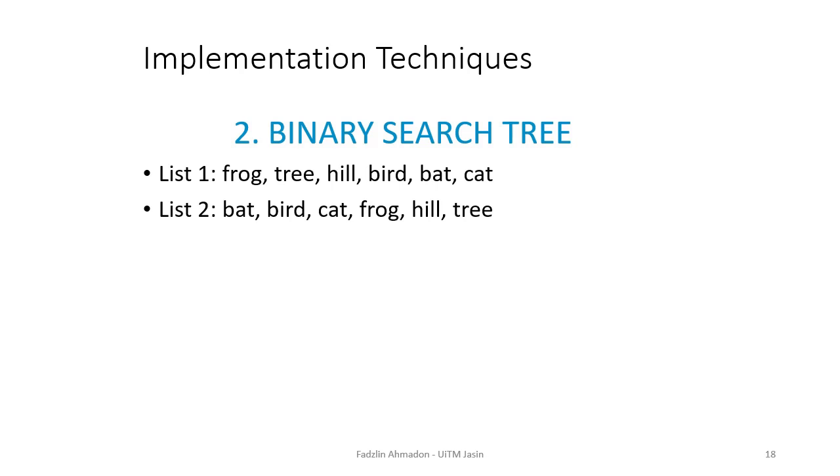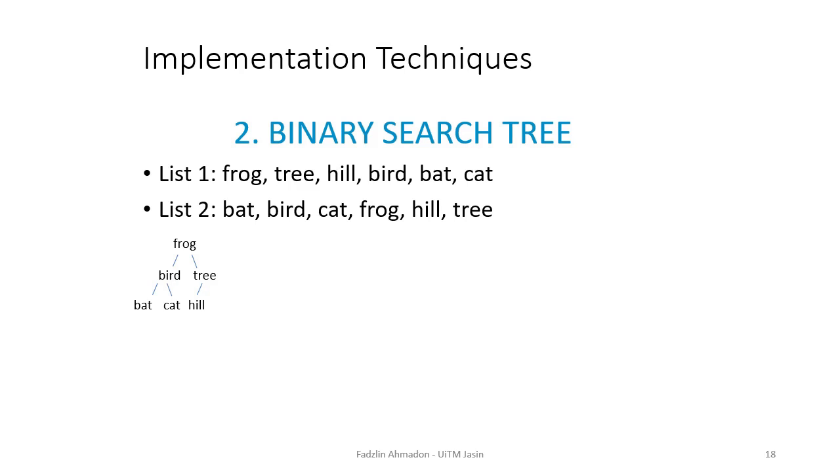So our list has frog, tree, hill, bird, bat, and cat. Frog is the first word, therefore frog is the root. Next, tree. Tree alphabetically is bigger than frog, therefore tree would be at the right. Next word in the list is hill. First of all, we compare hill with frog. Hill is bigger than frog, so it should be on the right side. But hill is smaller than tree, so hill would be on the left side. Okay, the next word is bird. When we compare bird with frog, bird is smaller, so bird is on the left side. Next word is bat. Bat is smaller than frog, and bat is smaller than bird. So bat is on the left side. And the final word is cat. Cat is smaller than frog, cat is bigger than bird. So this is where it's located.